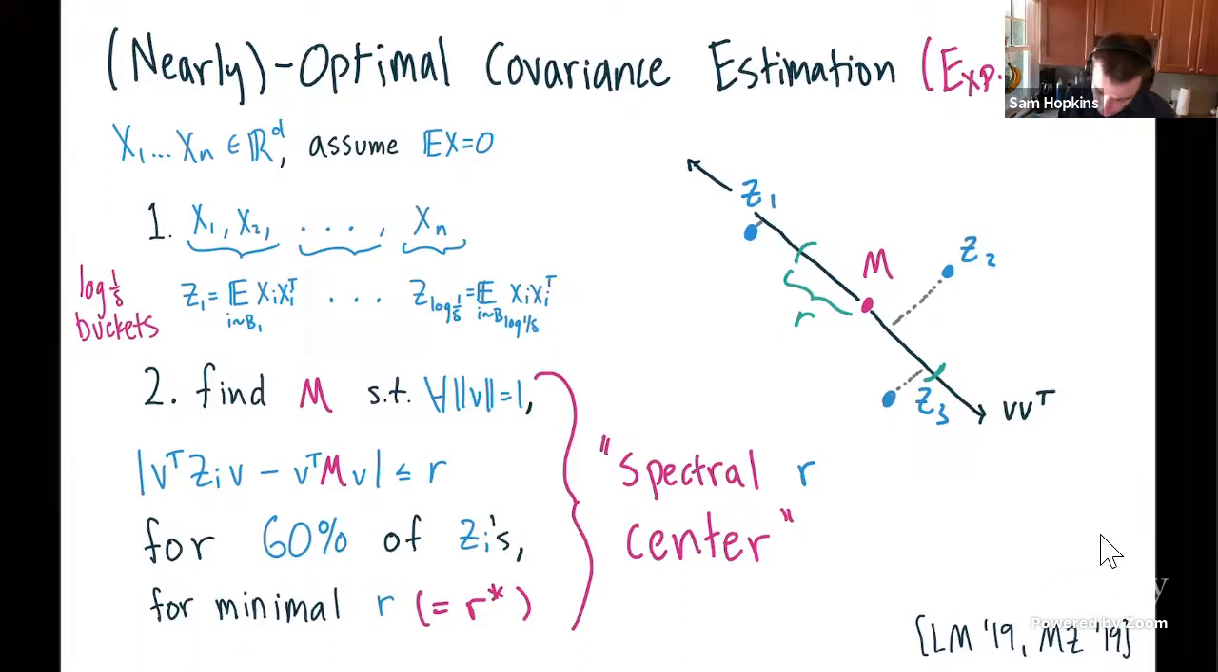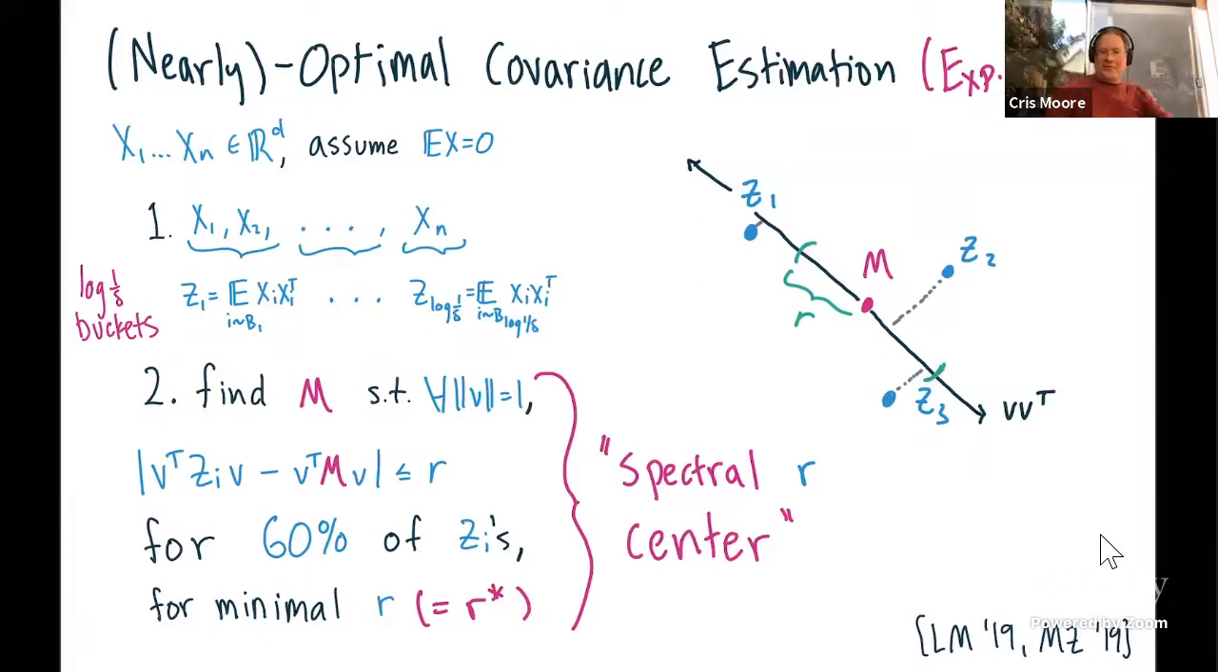So pictorially, what's going on over here is that you've got these matrices Z1, Z2, Z3, and so on. And a spectral R-center is any matrix M such that when you project all of these guys in the space of D by D matrices onto a rank 1 matrix, in this projection, M is close to a majority of your guys. In this case, it's close to 2 out of 3 of them that are within distance R.